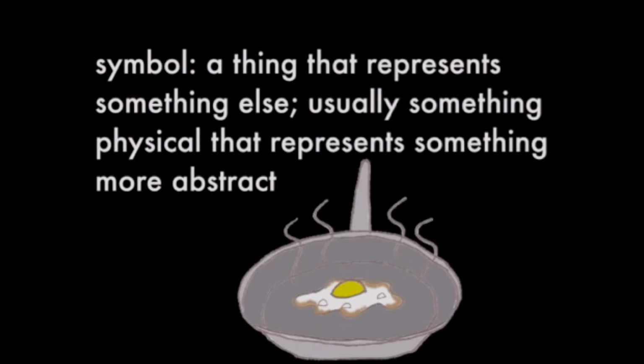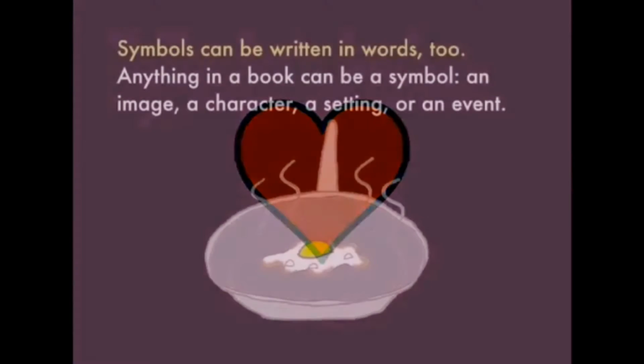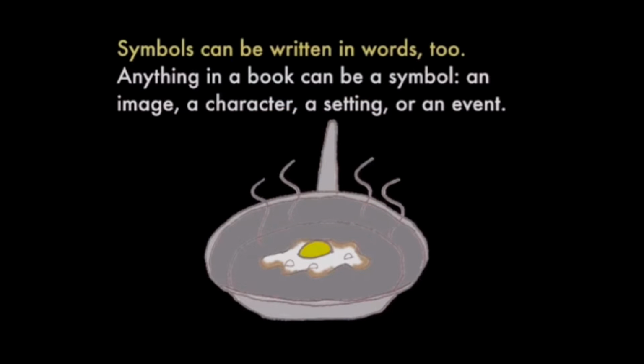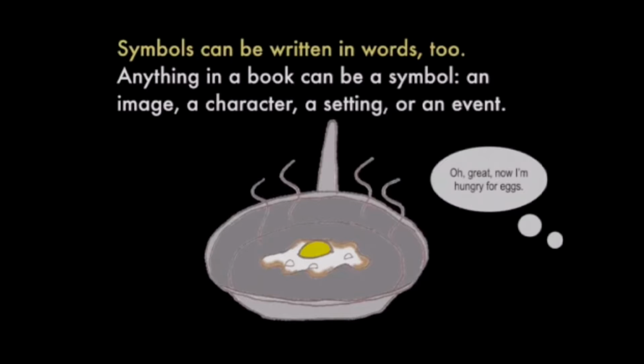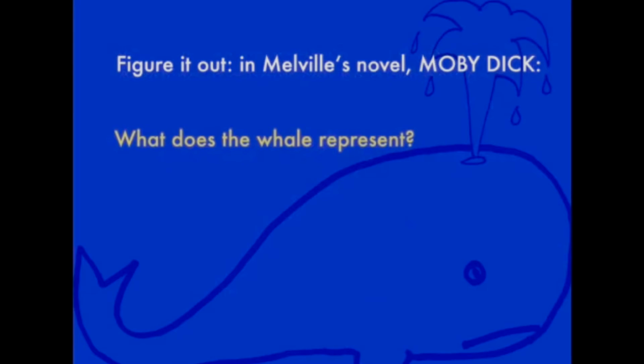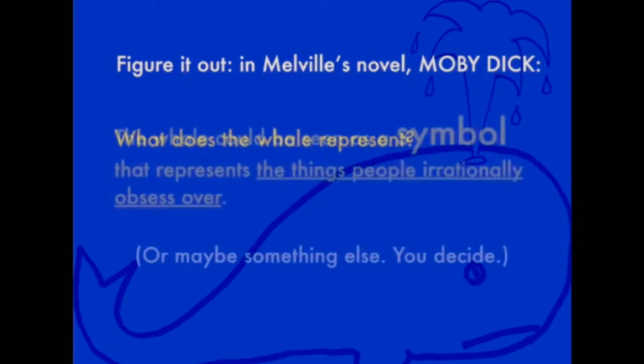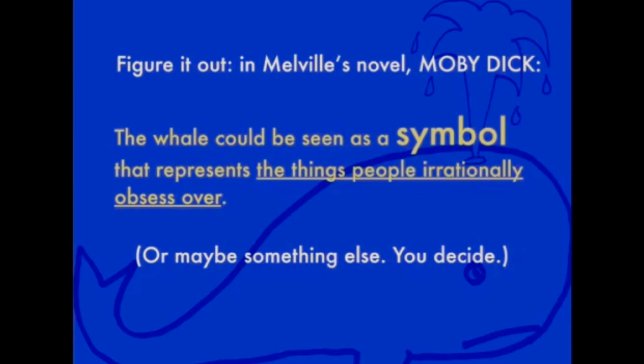So a symbol is a thing that represents or stands for something else, usually something you can see or touch that represents something more abstract, the way a logo represents an organization or a heart represents a feeling. That's easy. But those are visual symbols. Symbols can be written in words, too. That's a little more interesting because it isn't as obvious as an egg in a frying pan. Not only that, you have to figure out yourself what the symbol represents. It could represent different things depending on how it's used.